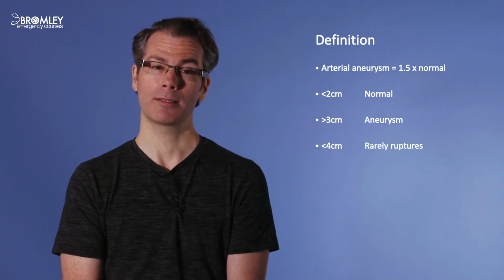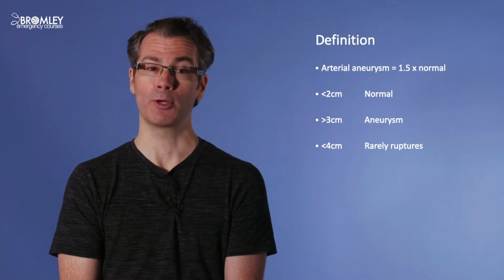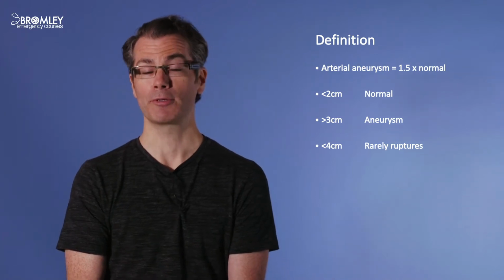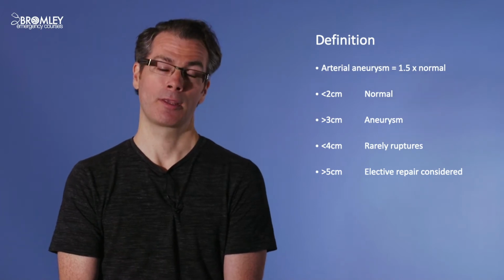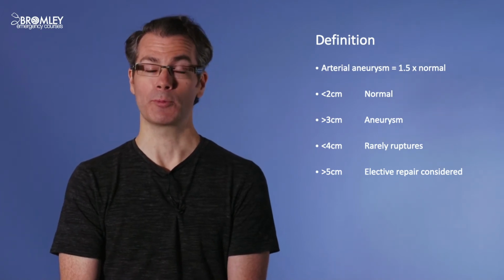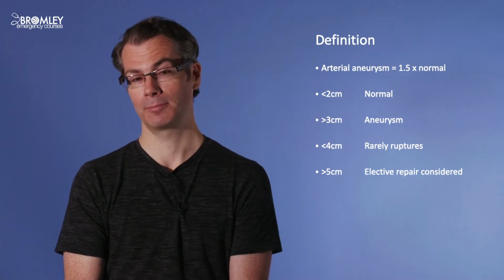However, it's unlikely for AAAs to rupture below 4 centimeters, and the risk of rupture increases significantly once they're above 5 centimeters. So this is why at this point is where elective repair is considered.